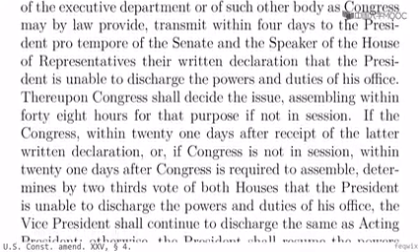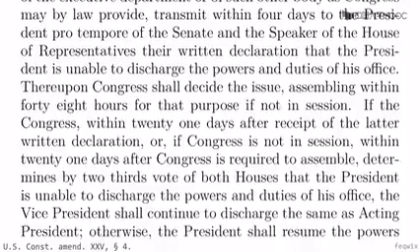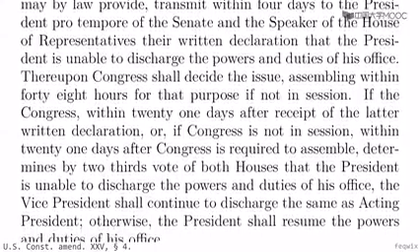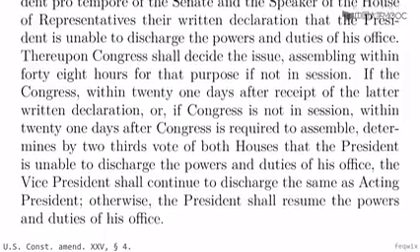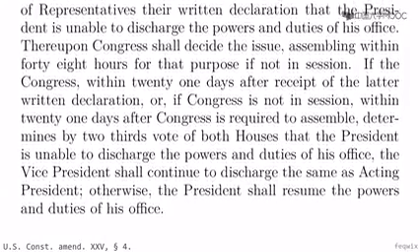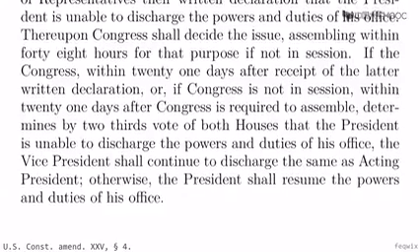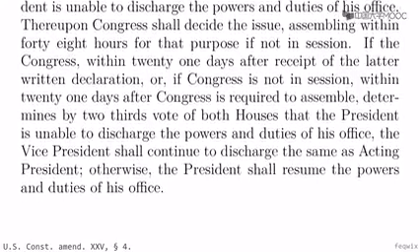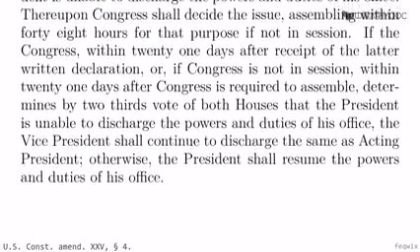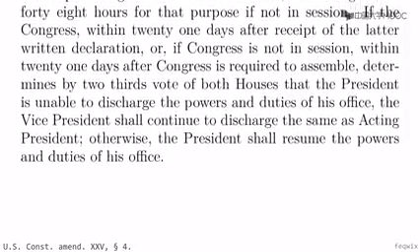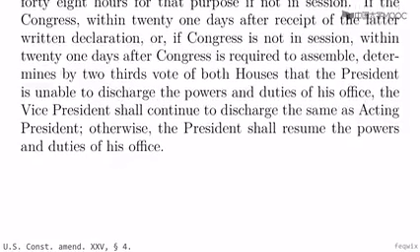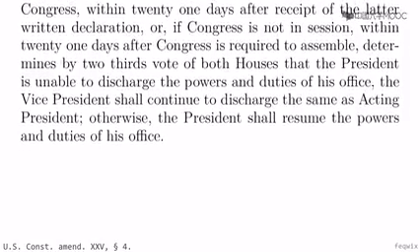If the Congress, within 21 days after receipt of the latter written declaration, or, if Congress is not in session, within 21 days after Congress is required to assemble, determines by 2/3 vote of both houses that the President is unable to discharge the powers and duties of his office, the Vice President shall continue to discharge the same as acting President. Otherwise, the President shall resume the powers and duties of his office.